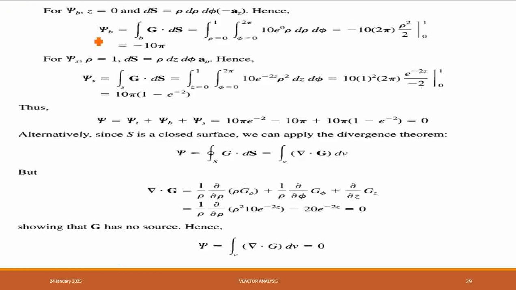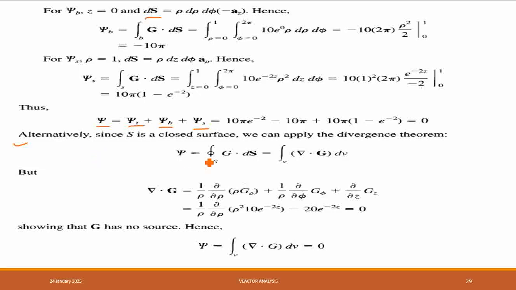Likewise, psi b you can find out, I have discussed the dS, no? So this dS will be put here for the different surfaces. Now the total flux we can find out from the top flux, bottom flux, and side surface flux, and it will give the value 0. Since S is a closed surface, we can apply the divergence theorem. This is the alternative; this is one method.